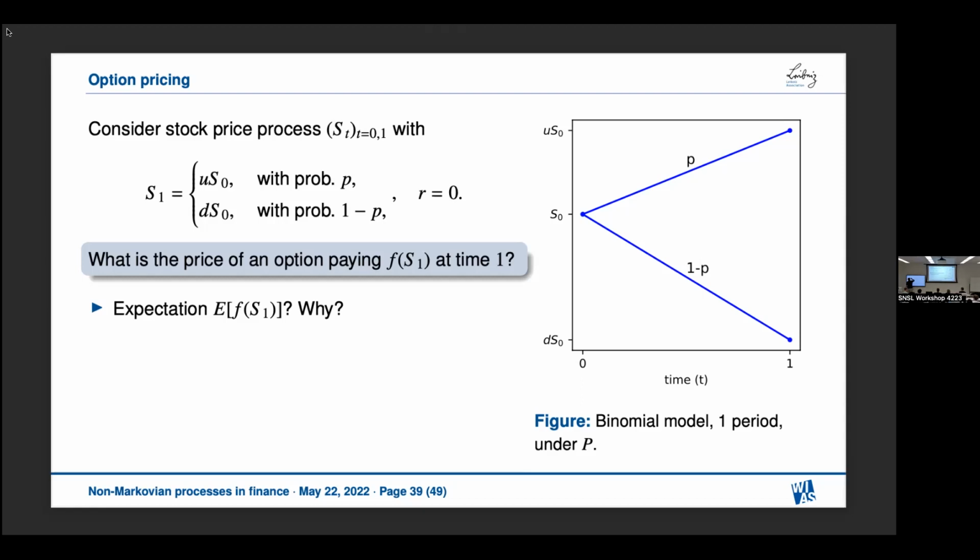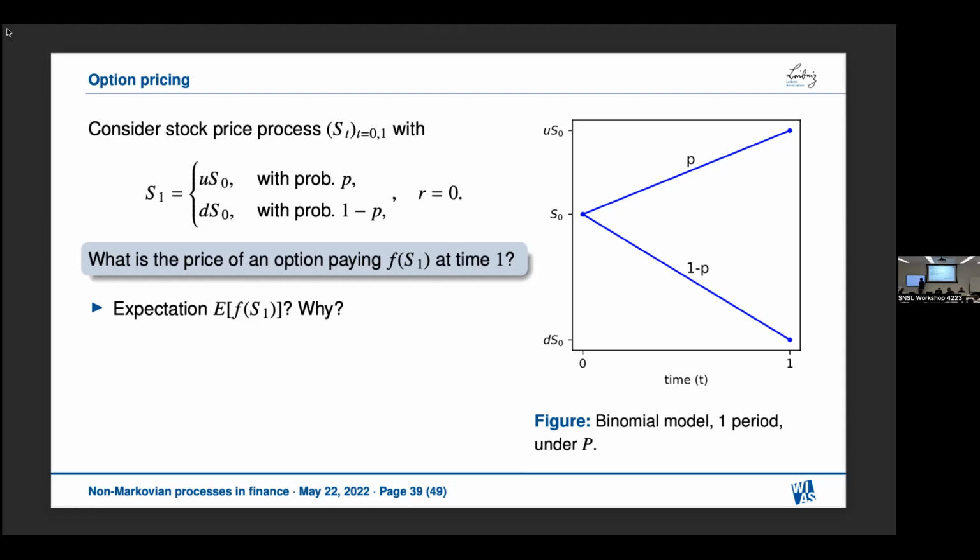I want to actually introduce, look at the case where we do have an interest rate. Anyway, so still, we start at some value S0 at time equals 0, and we go to U S0 or D S0 with probability P and 1 minus P respectively.